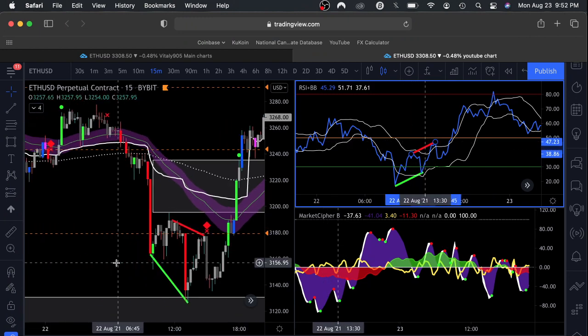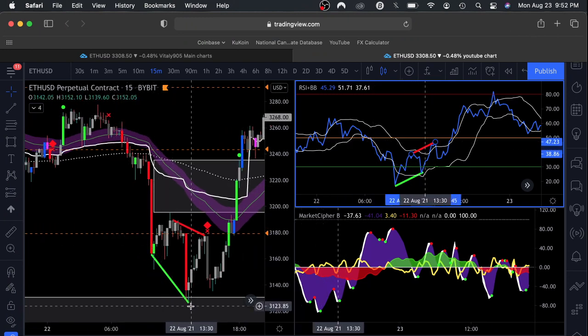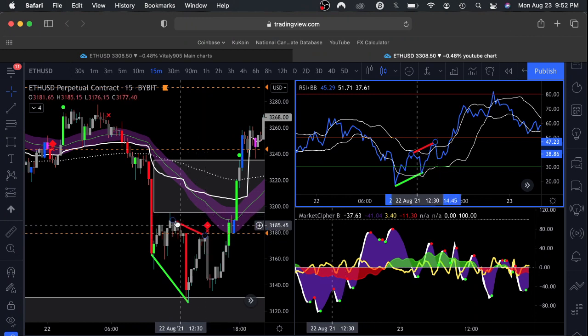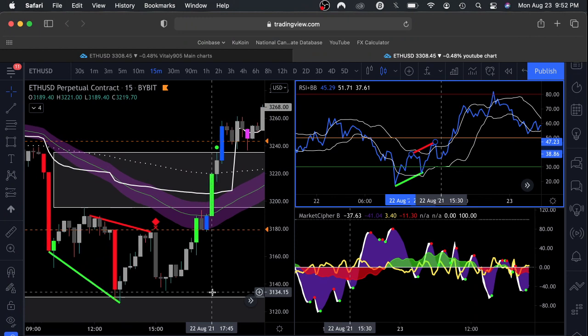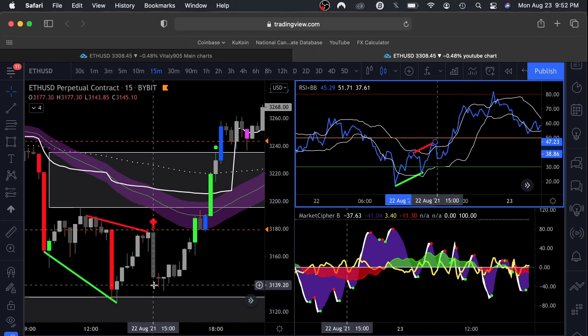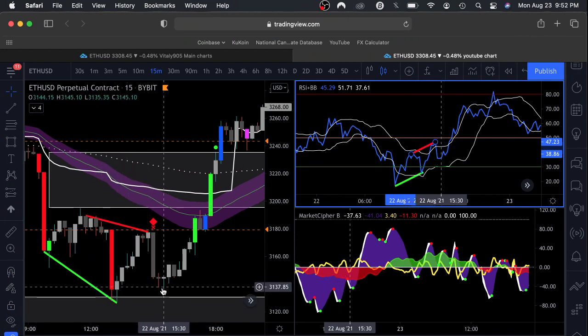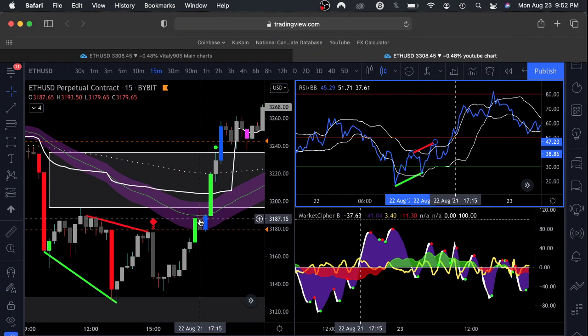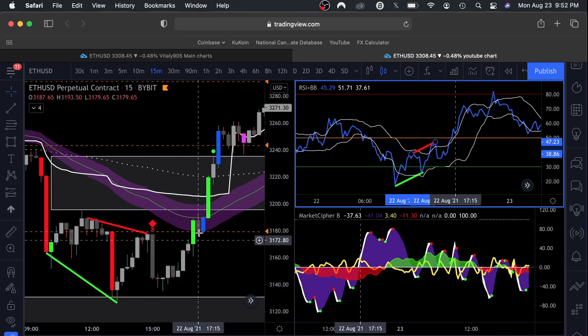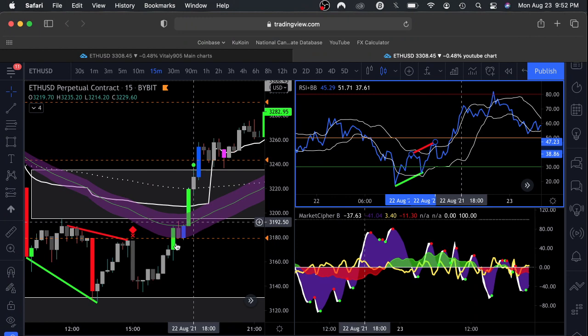So now we had a dump, bullish divergence, we pumped up, and then we made a hidden bearish divergence, so we come right back down, and then eventually it started going right back up. So now we got a green candle.